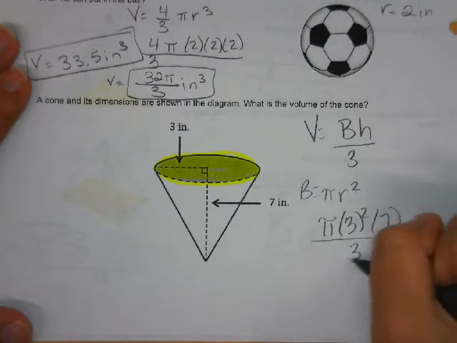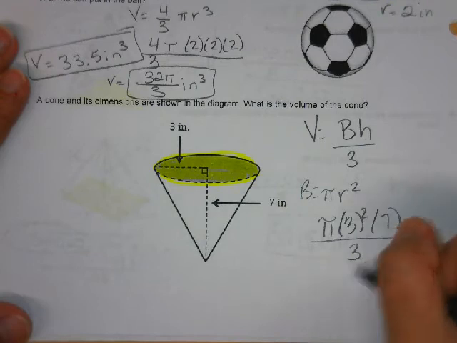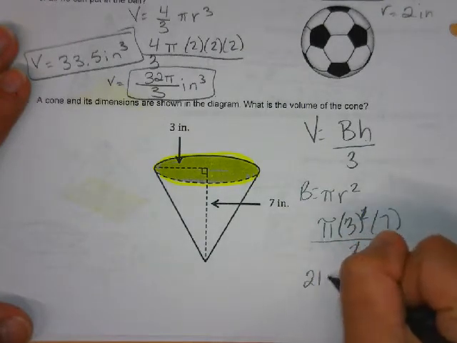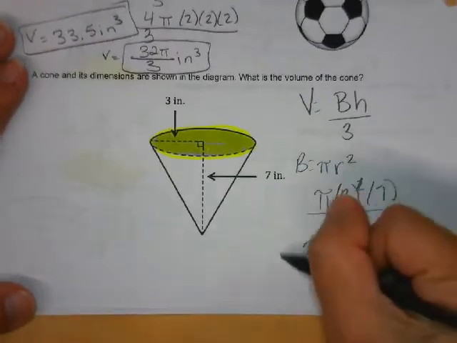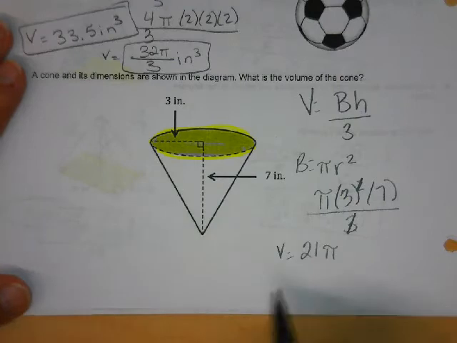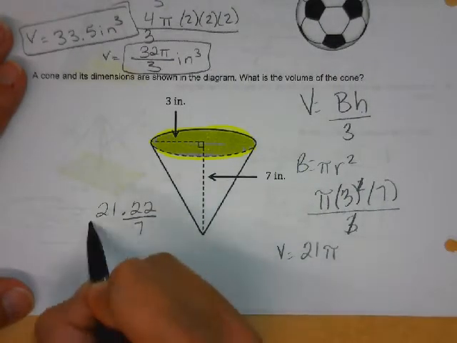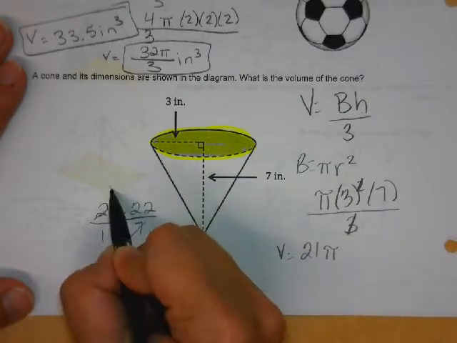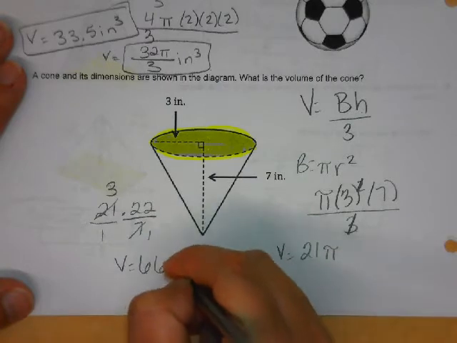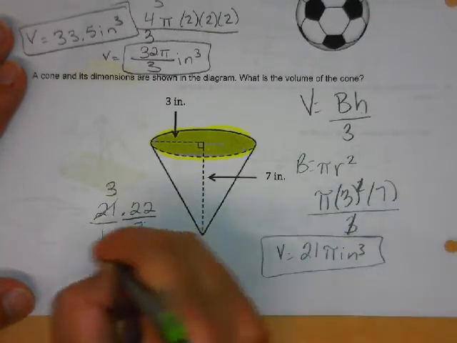But I've got to divide everything by 3. Well, 3 squared divided by 3 is just 3. You could use your calculator if you wanted. You could write 21 pi if you wanted to write it in terms of pi, or 21 is a multiple of 7. I'm going to come over here. I could say 21 times 22 over 7. Simplify that. And I could also say 66 inches cubed. Either of those would be acceptable.